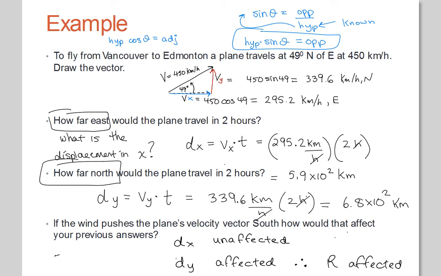I'm not sure if you use effect or affect. Pretty sure it's effect in science and affect in English. I have no idea.